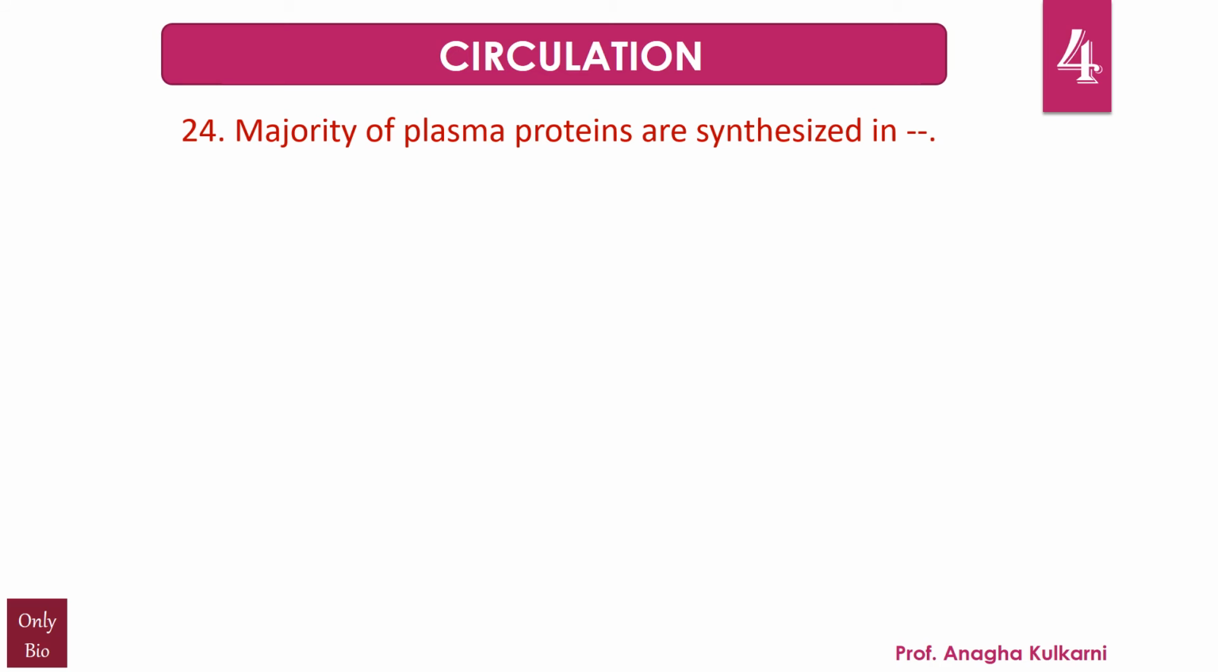Question number 24. Majority of plasma proteins are synthesized in dash. A. Bone marrow. B. Liver. C. Blood. D. Spleen. And the correct answer for this question is B. Liver. So majority of the plasma proteins are synthesized in the liver.